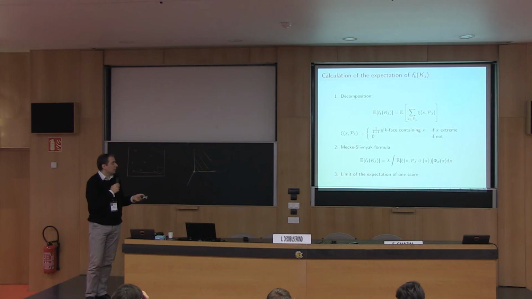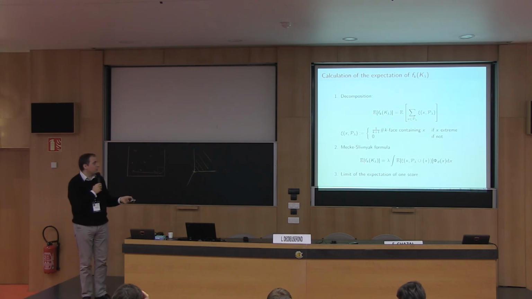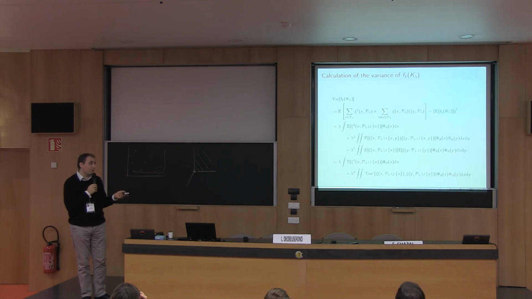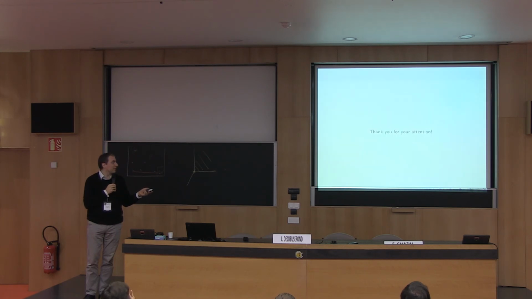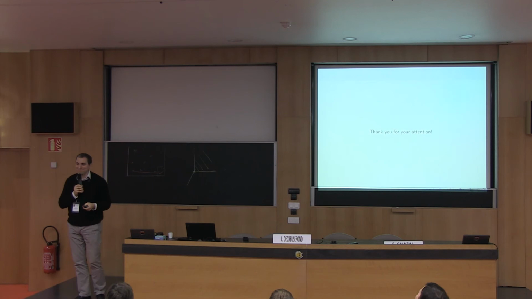Okay, and we use the Mecke-Slivnyak formula to show that this expectation can be written as an integral, and then you have to compute the asymptotics for the expectation of the score. And you do the same for the variance, and I think my time is over. So, okay, thank you very much for your attention.